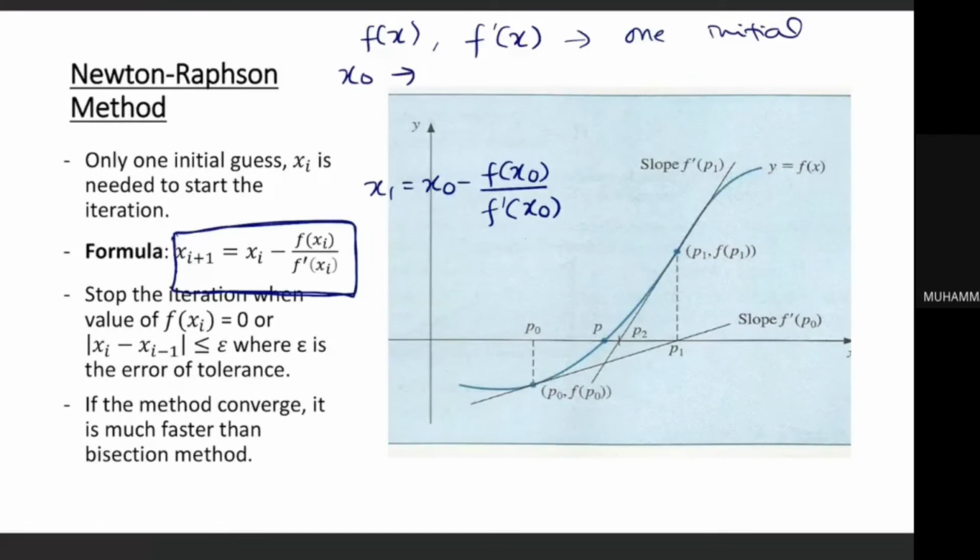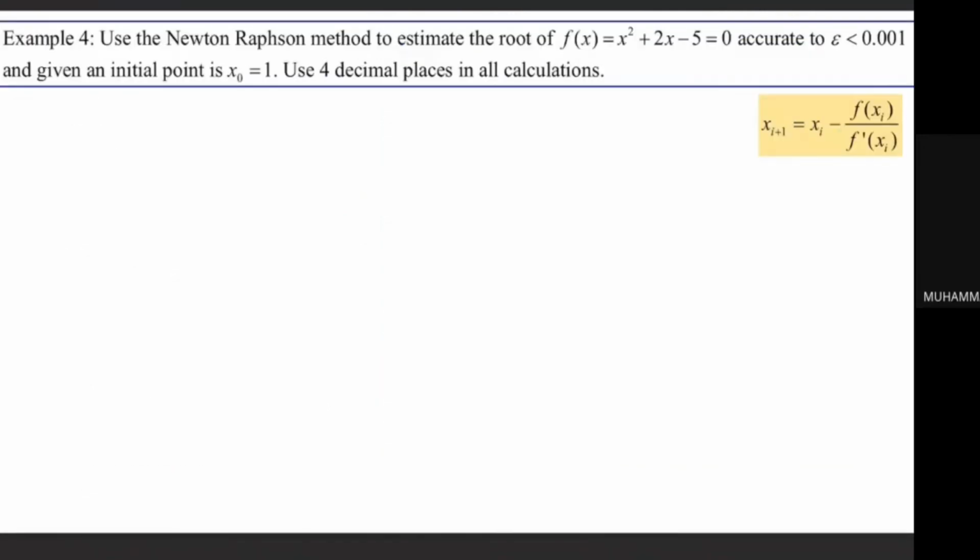So for this method, it is not guaranteed that the method converges, because it depends on the initial guess. But if the method converges, it is much faster than the bisection method. Okay, look at example 4.